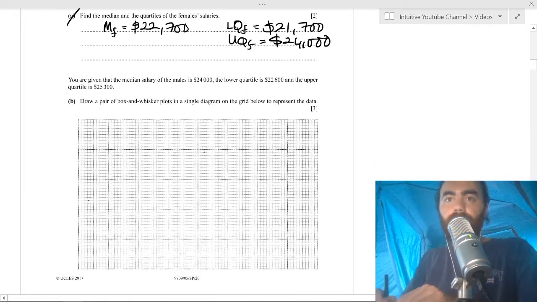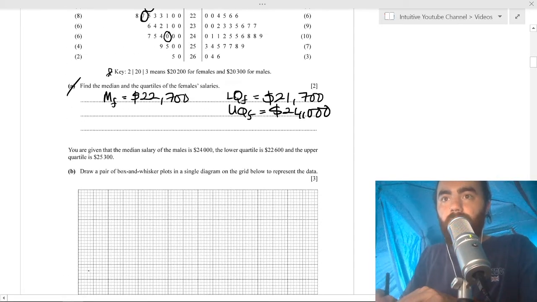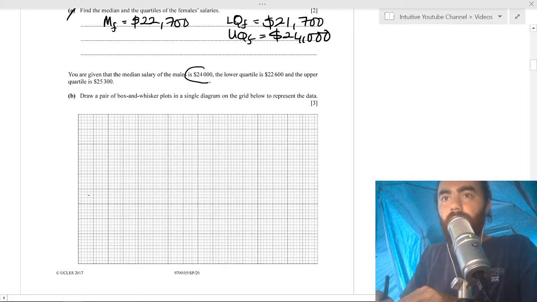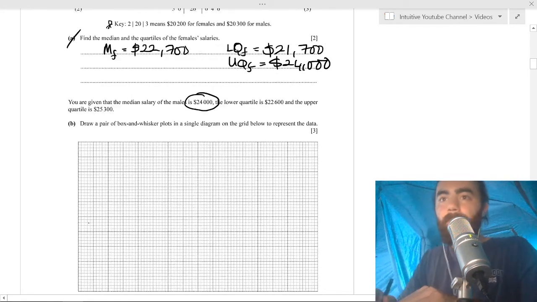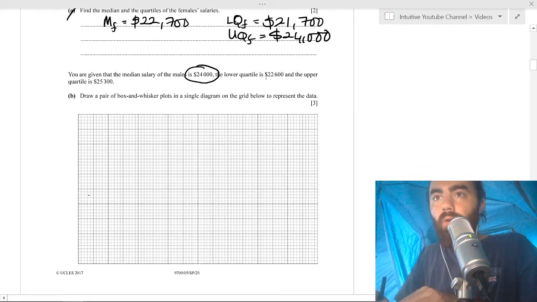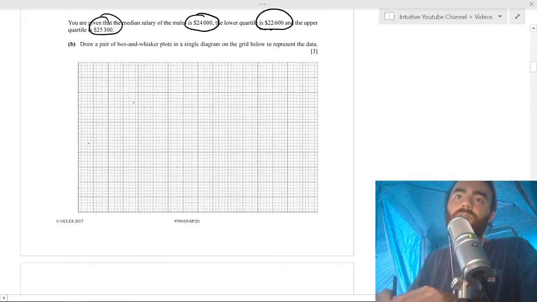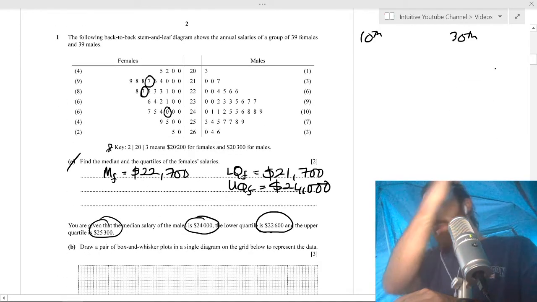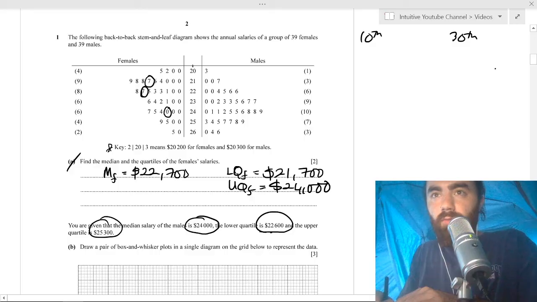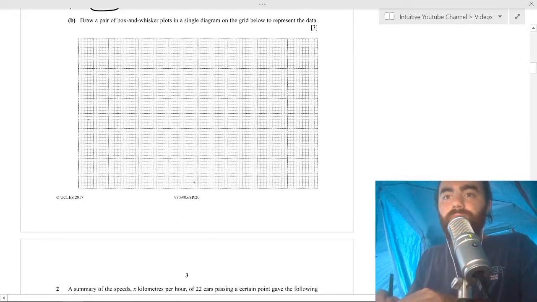So that's that done. Now you're given that the median of males is 24,000, the lower quartile for males is 22,600, and the upper quartile is 25,300. It wants us to draw some box and whisker plots. We can see that our range, the minimum to the maximum of all of these, goes from the lowest at about 20,000 to the highest at 26,600.